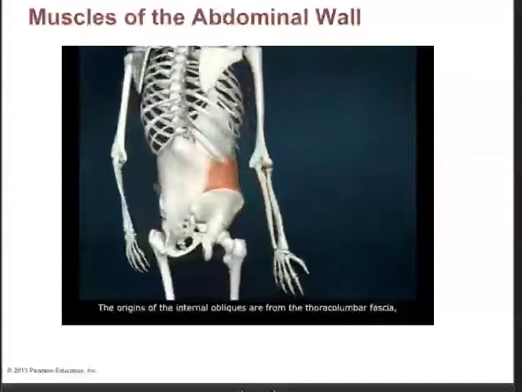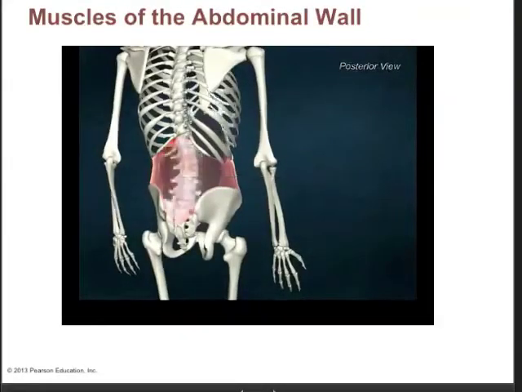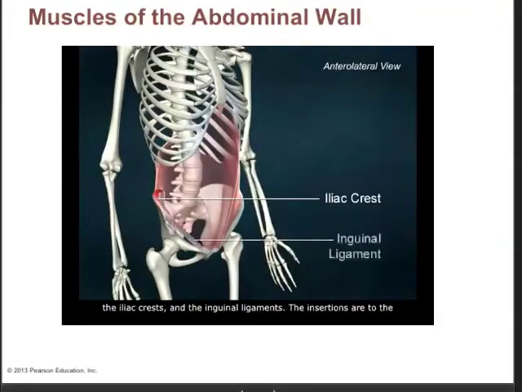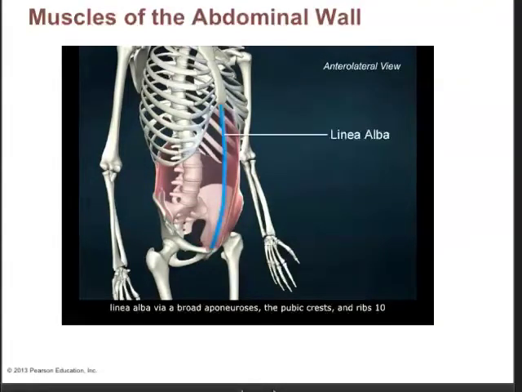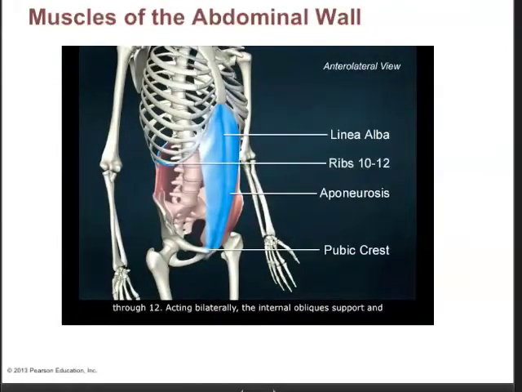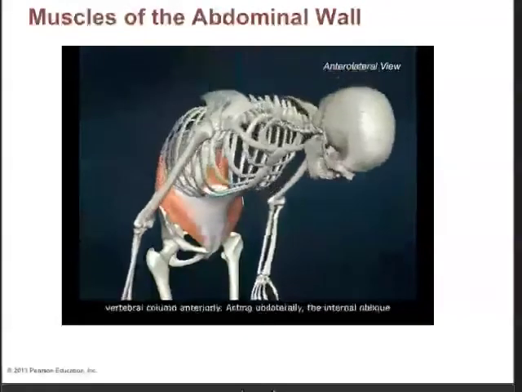The origins of the internal obliques are from the thoracolumbar fascia, the iliac crests, and the inguinal ligaments. The insertions are to the linea alba via a broad aponeurosis, the pubic crests, and ribs 10 through 12. Acting bilaterally, the internal obliques support and compress the abdomen, raise intra-abdominal pressure, and flex the vertebral column anteriorly.